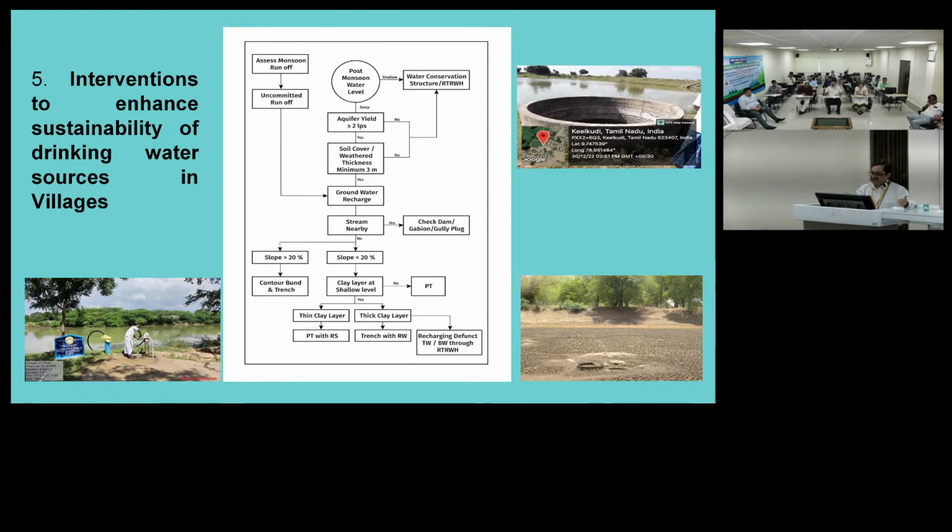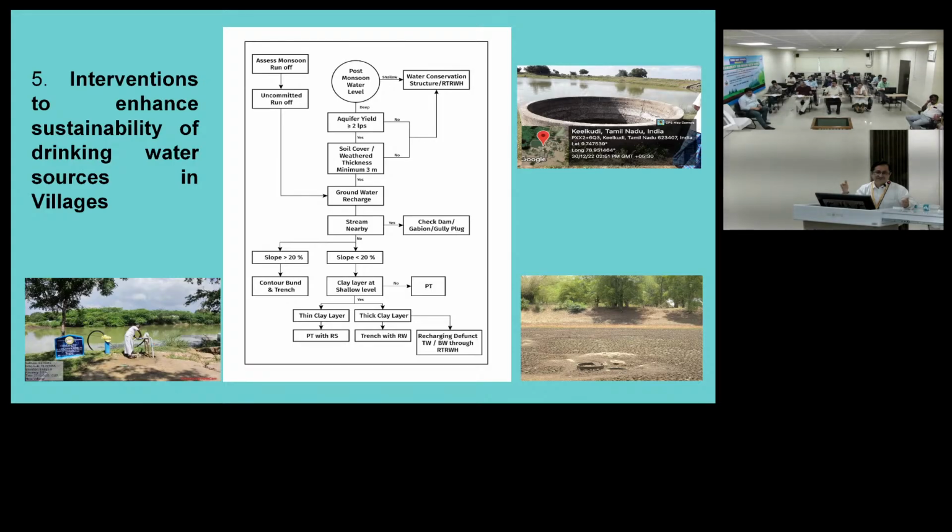And if it is less than 20%, first you have to check whether there is a clay layer at shallow level. If clay is not there, go for a percolation tank, make a pond, and it will automatically get recharged. If clay is there at shallow level, then you have to check whether that layer is thin or thick. If it is thin, say 2 meters, 3 meters only, then you can go for a percolation tank with a recharge shaft, RS is recharge shaft. If it is a thick layer, then trench with recharge well.